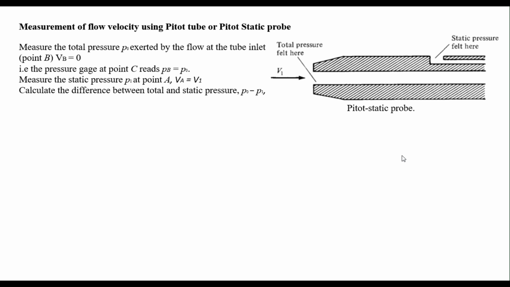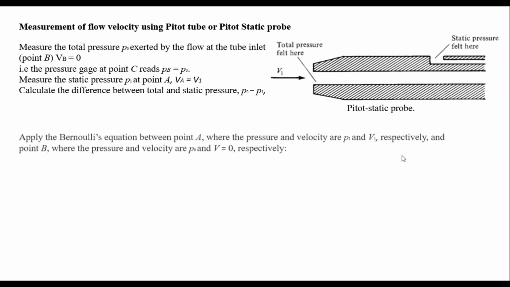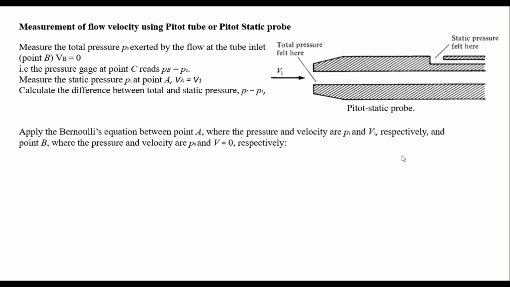Measurement of static pressure at point A, that is P1, and velocity will be V1. So now apply Bernoulli's equation. When we apply Bernoulli's equation, we are comparing the properties at two different points. Here we know that P1, V1 are the properties at point A, and at point B it is P0 and V is equal to 0.